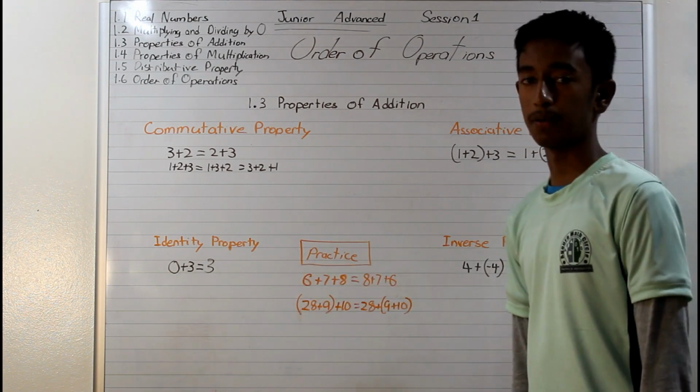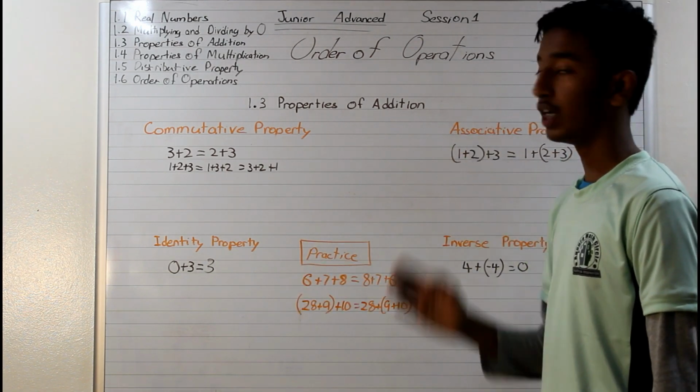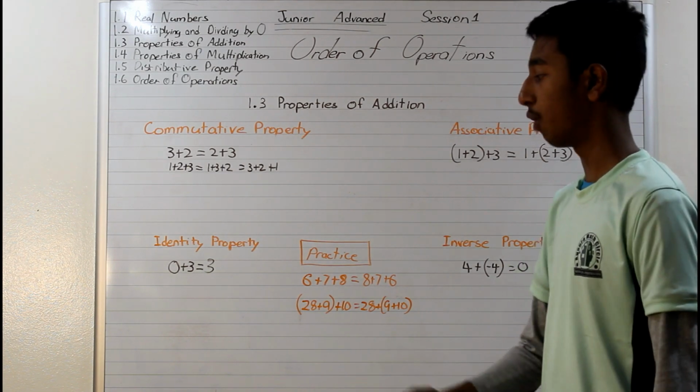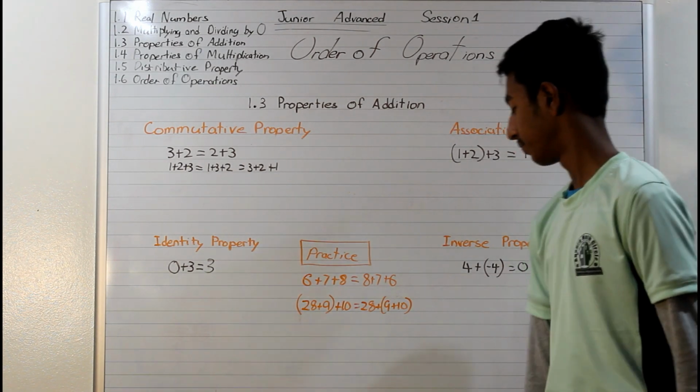The identity property states that if you add 0 to any number, the answer is still the same number. 0 plus n equals n.